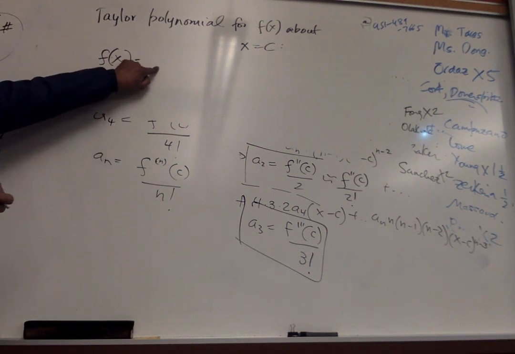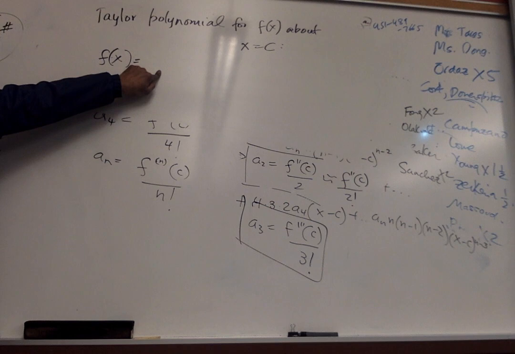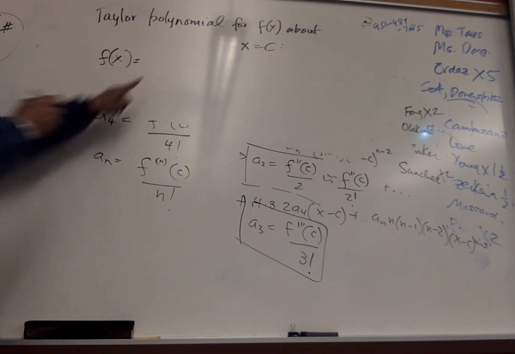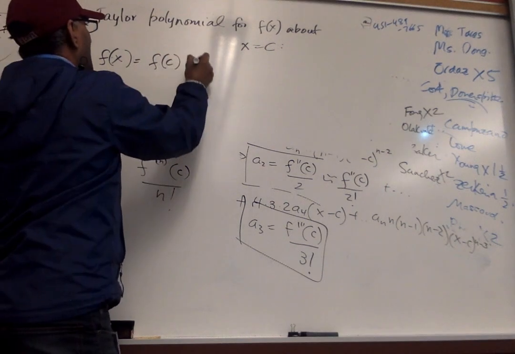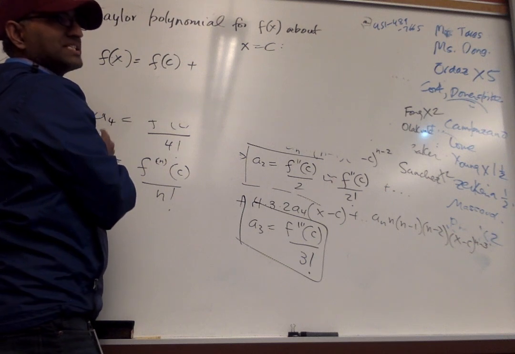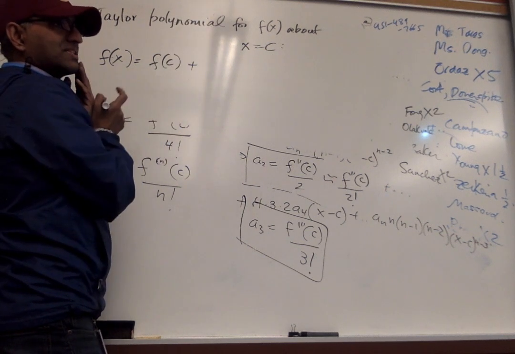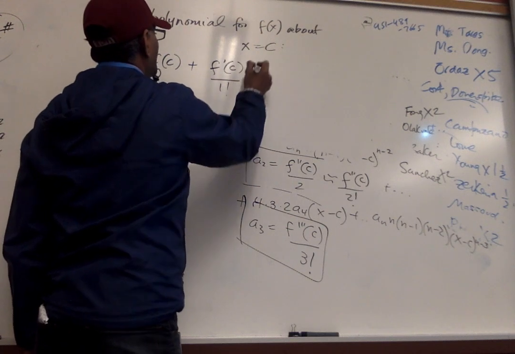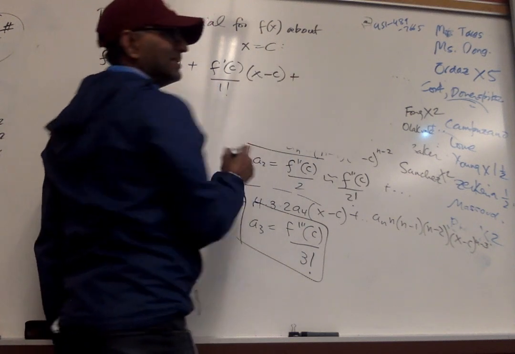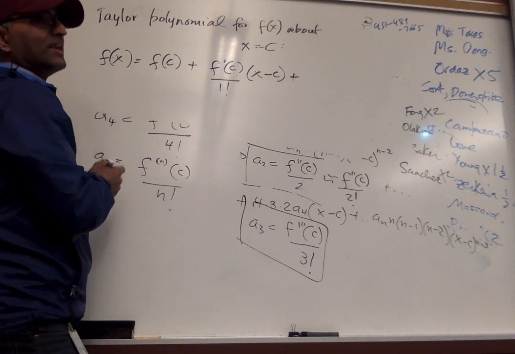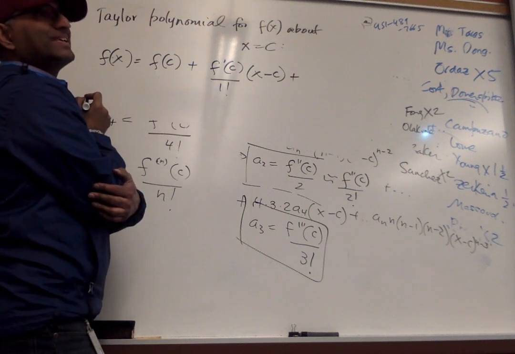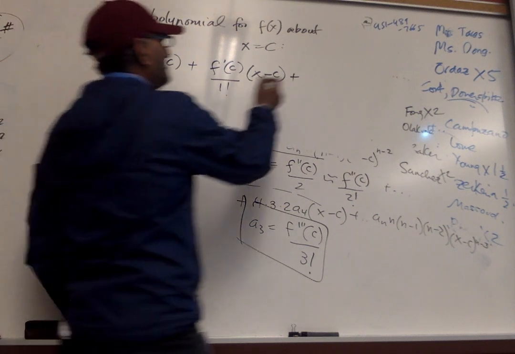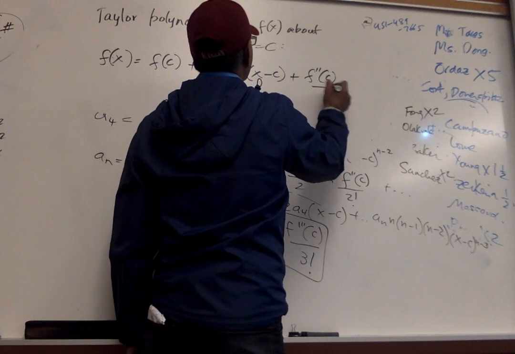Remember we wrote a0? Look at your notes. It's one of the boxes. What was a0? f of c plus, it was a1. What was a1? Look at the box. Was that f dash of c over 1 factorial times x minus c? Look at your notes. We needed a2. Sorry, a1. No, a2. What is a2? Look at your box. f double dash of c over 2 factorial.